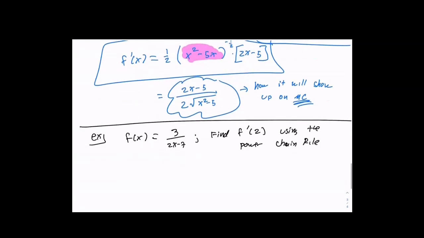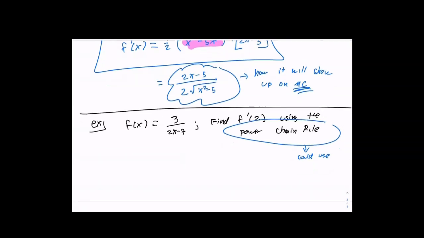I say using the power chain rule because this could use what other rule? What other rule could you have done this with before? I could have given you this problem yesterday. What could you use to do this problem? You could avoid using the chain rule and use what rule? You can type it in the chat. What is it? The quotient rule. Yeah, you could have just used the quotient rule.